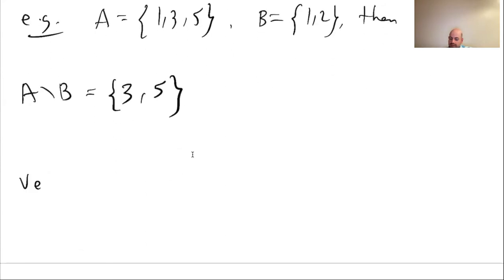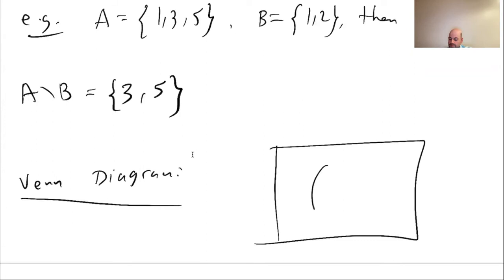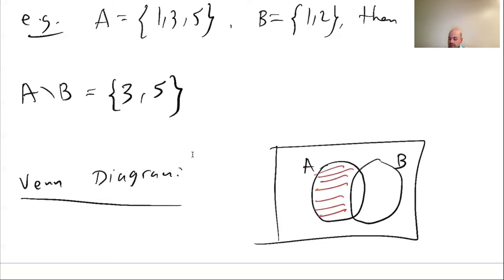And also with Venn diagram, what will be the Venn diagram for the set difference? So again, let's say this is A, this is B. A minus B means the elements that are in A but not in B. So there are two types of elements in A. The elements which are in B, which means the common elements, the points of intersection, we should not include for the set difference. We should include only the elements that are in A but not in B. So these elements basically.